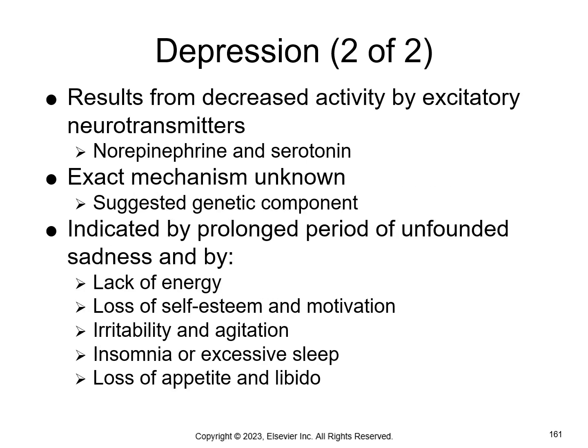Depression results from decreased activity by the excitatory neurotransmitters norepinephrine and serotonin. We don't exactly know why it happens. It's suggested or thought to be a genetic component associated with it, but we're not entirely sure. It's indicated by prolonged periods of unfounded sadness with lack of energy, loss of self-esteem and motivation, irritability and agitation, insomnia or excessive sleep, and loss of appetite and libido.